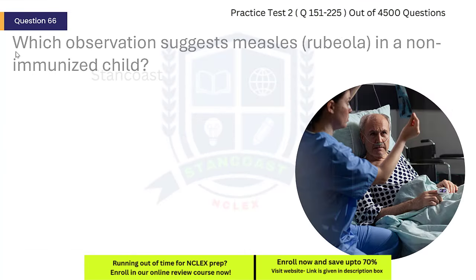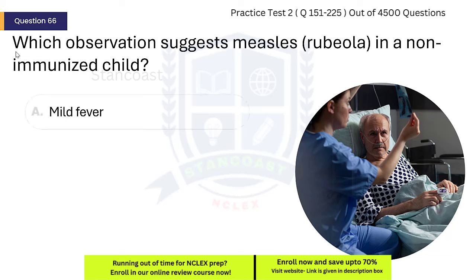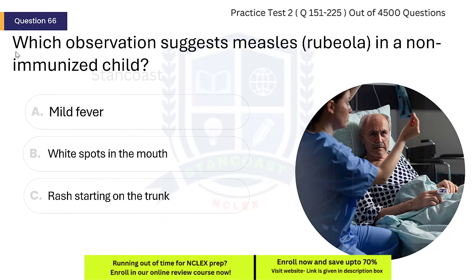Next question. Which observation suggests measles, also known as rubeola, in a non-immunized child? A. Mild fever. B. White spots in the mouth. C. Rash starting on the trunk. D. Fluid-filled blisters. Think about the hallmark symptoms of measles.